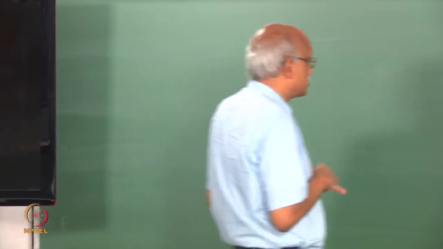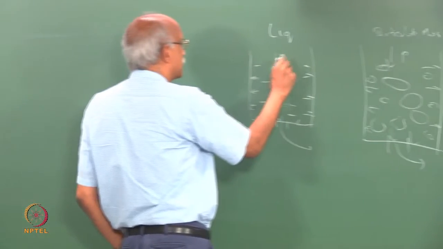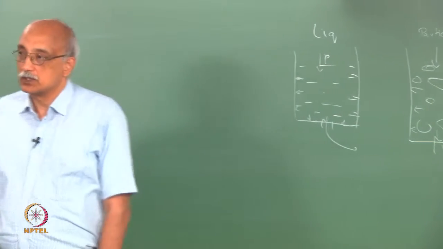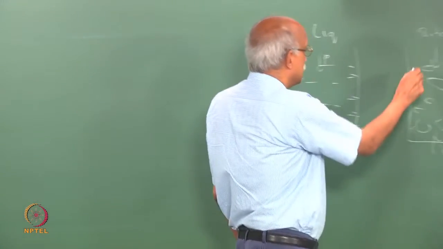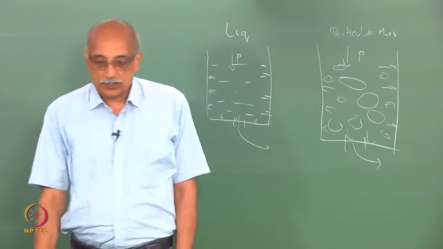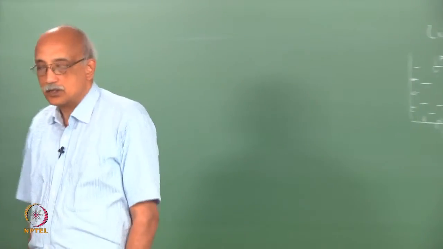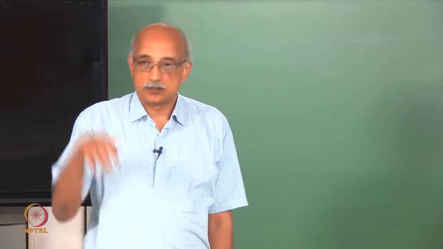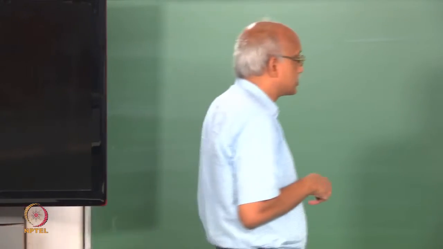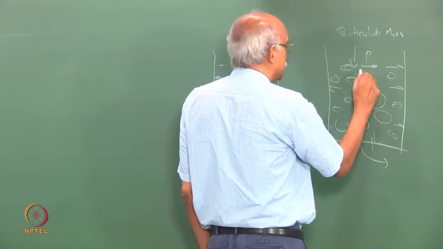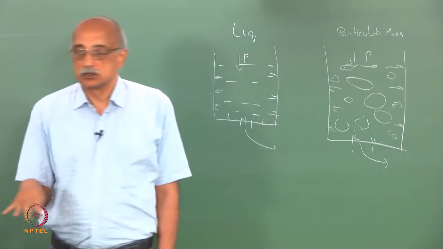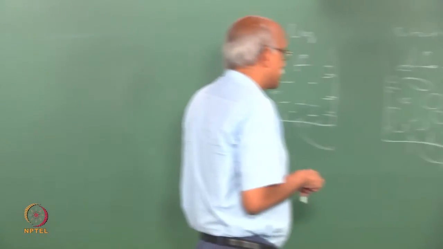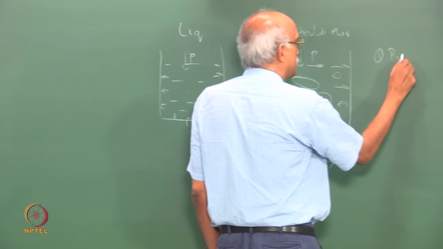What this again translates to is, in a liquid, if you apply a certain pressure, the pressure will be transmitted fairly equally in all directions. In a particulate mass, the applied pressure and the transmitted pressure can be very, very different. In fact, the pressure that is transmitted into the particulate mass is typically lower than the applied pressure, and in fact in a direction that is perpendicular to the applied force or applied pressure, the pressure transmitted is a minimum. Okay, so that is one difference based on pressure distribution.